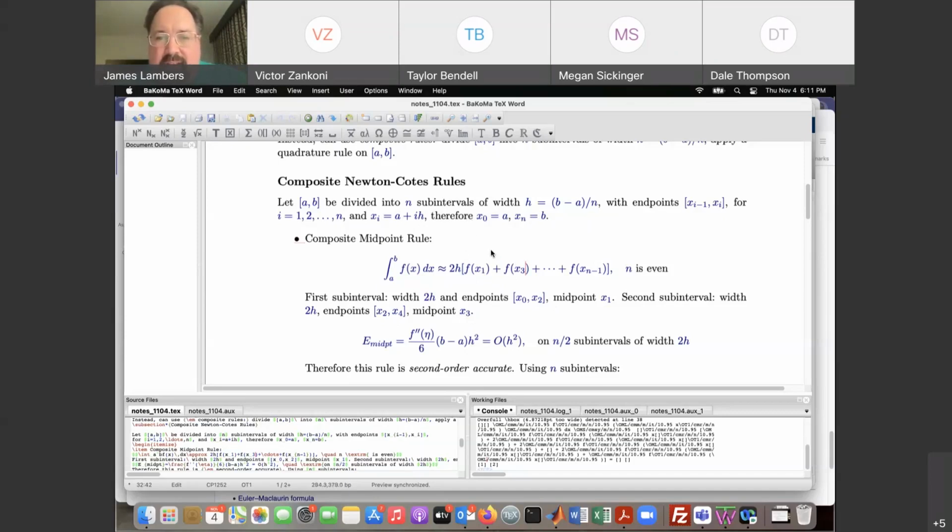And notice I'm only using the odd numbered points. So I have n plus 1 points in total, but I'm only using about half of them in this rule here.